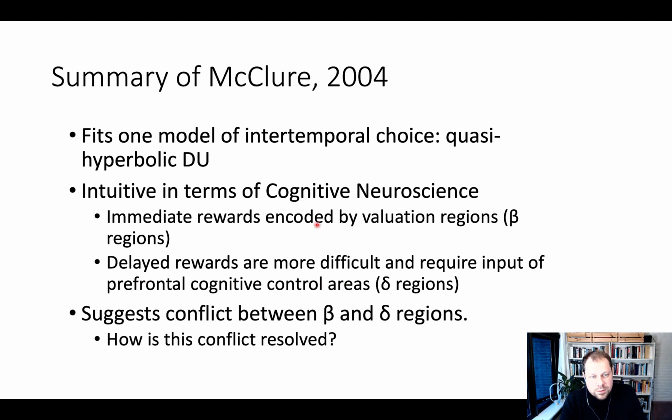So in terms of cognitive neuroscience, this is actually quite an intuitive finding. But this suggests a conflict between beta and delta regions, and it's not clear from these findings how this conflict is resolved or how the input from beta and delta regions is integrated before the decision is made.